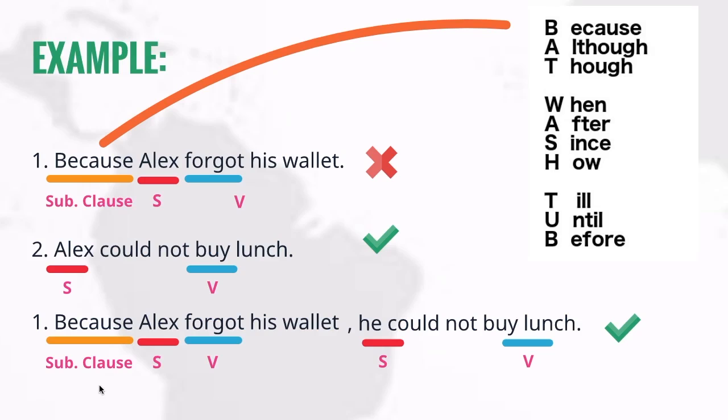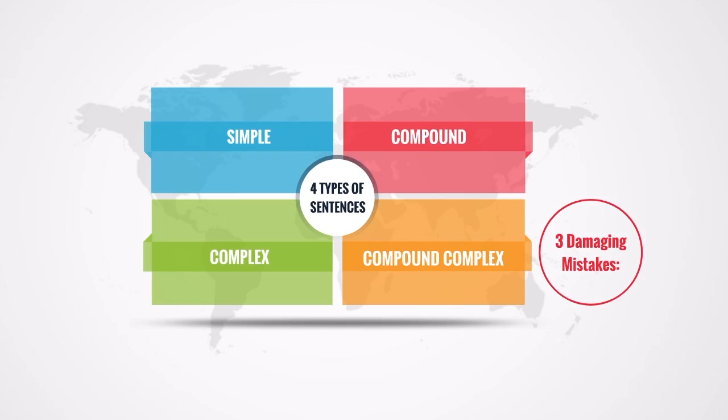Now, we could even do it the other way. Realize that a necessary component when we have the subordinating clause in the beginning is that we have to follow it with a comma. So, because Alex forgot his wallet, comma, he could not buy lunch. We could even do this the other way and say, he could not buy lunch because Alex forgot his wallet. In that case, we wouldn't need a comma. So only provide the comma when the subordinating conjunction is in the beginning of the sentence.